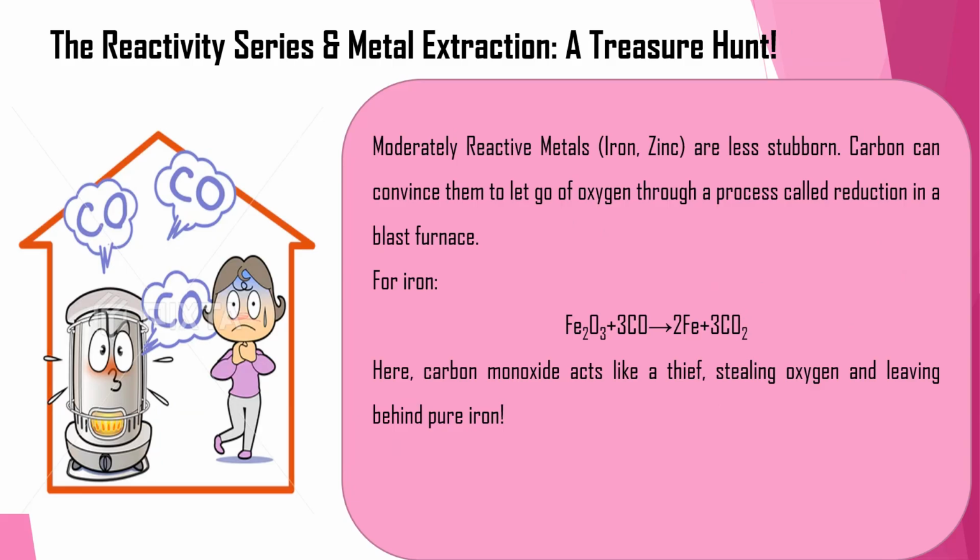We also have the moderately reactive metals such as iron, zinc. They are not as stubborn as the highly reactive metals. Carbon can convince them to let go of oxygen through a process called reduction in a blast furnace. For example, let's see for iron. You can see here carbon was able to convince iron to let go of oxygen. Then you have iron trioxide reduced to iron in the blast furnace, and you have the release of carbon dioxide. You see, here carbon monoxide acts like a thief, stealing oxygen and leaving behind pure iron, Fe. Cool, good job.